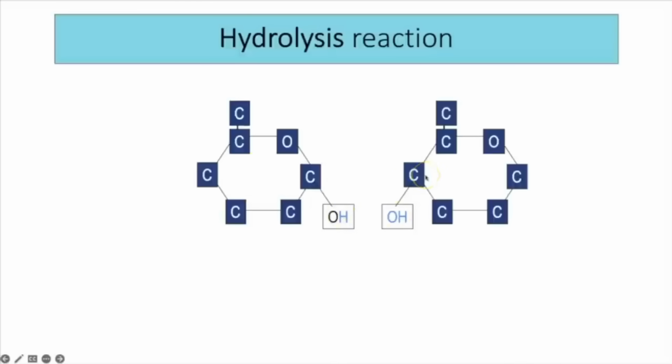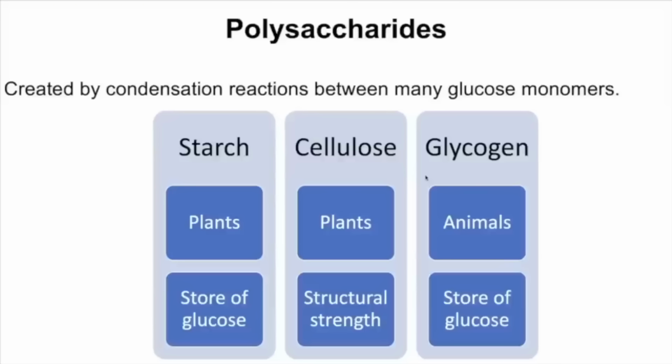having those 2 monosaccharides. Next up we move on to our polysaccharides, and these are created by many condensation reactions between many glucose monomers. So just as the basics to start, starch is found in plants and it's a store of glucose. Cellulose is also found in plants, but the function is different. It's for structural strength. Glycogen is found in animals, and this one is a store of glucose also.